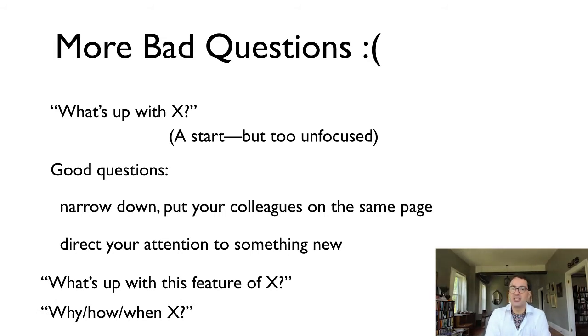Another variation on what's up with X that often works better is, why did X happen? Or how does X happen? Or when does X happen? What's up with major changes in artistic taste? Well, who knows? Why do these changes happen? How do these changes happen? Under what conditions or when do these changes happen? Those are better, more refined versions of a research question that may be too unfocused, that gives you no purchase on where to begin.